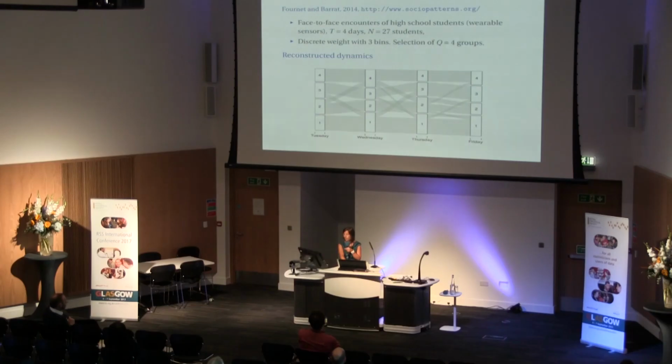We have recorded the frequency of interactions, and we have discretized this signal into 3 different bins with medium, low, and high interaction levels, and we have selected 4 groups. Here you can see one of the outputs of our algorithm. In each column, these are the 4 different days, the 4 different values of the time. Here you can see the 4 different groups. And here you see the dynamics. This is some kind of flow plot of the individuals inside the groups.